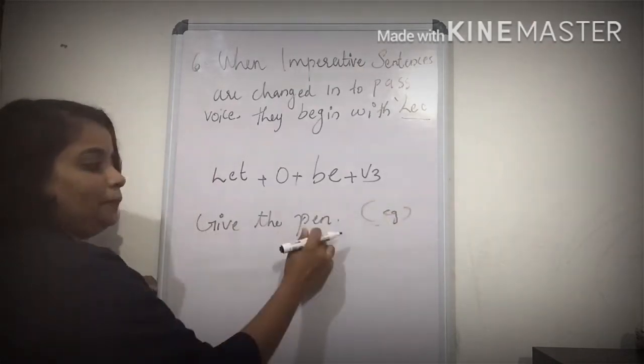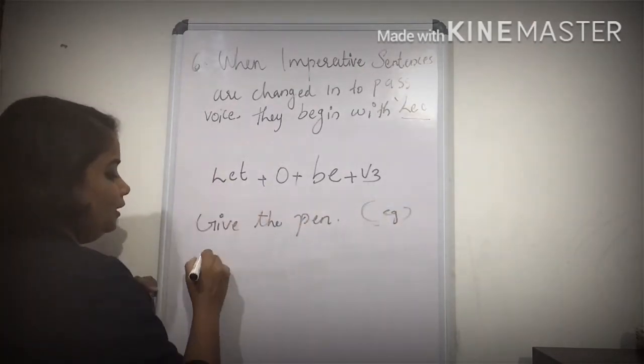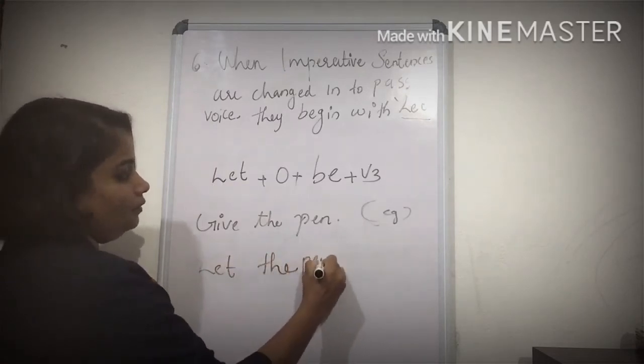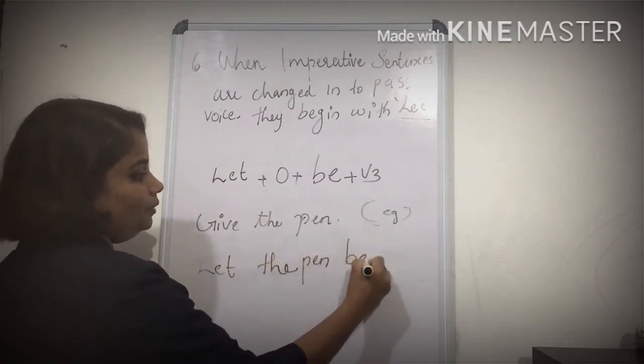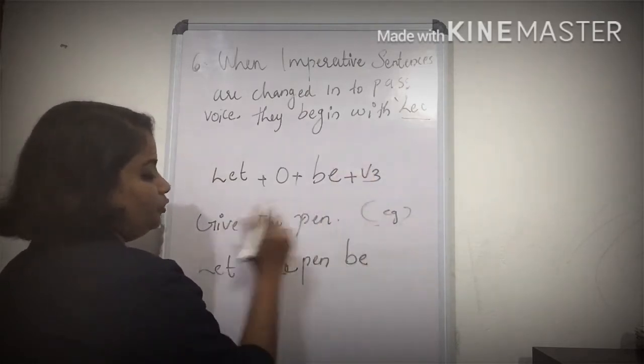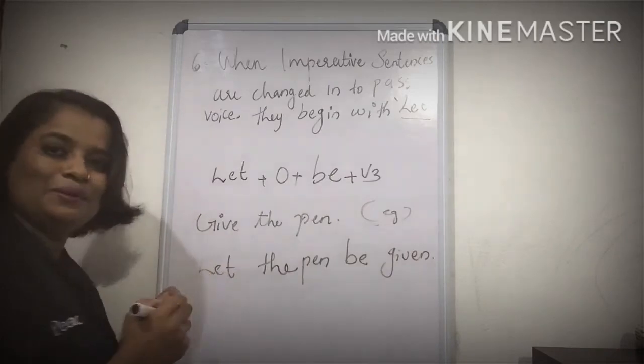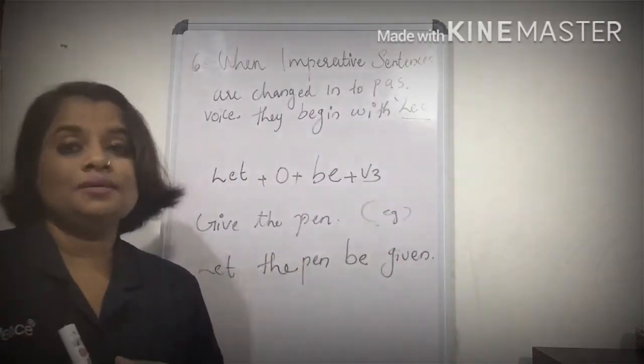Example, give the pen. Let, object the pen, be V3 given. Let the pen be given. It's quite easy, my dear children.